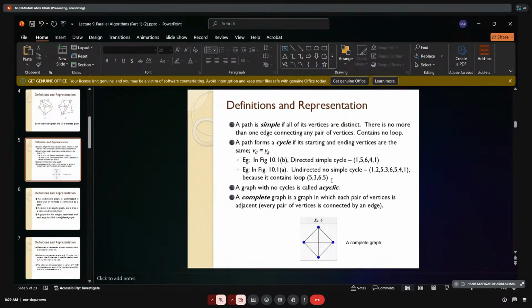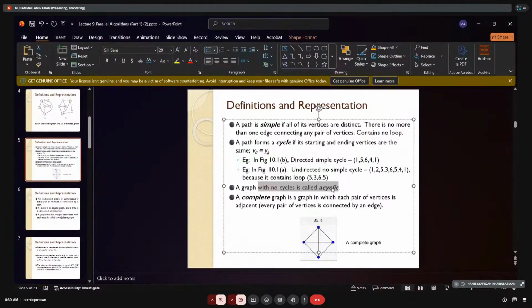Okay, so see here 1, 3, 5, again 3 and 6 and 5 again. Because there is a loop, that's why we have to consider this loop also. Okay, a graph with no cycle is called acyclic. These are the basic definitions. After watching the video, the concept will be clear about directed graph, undirected graph, looping.